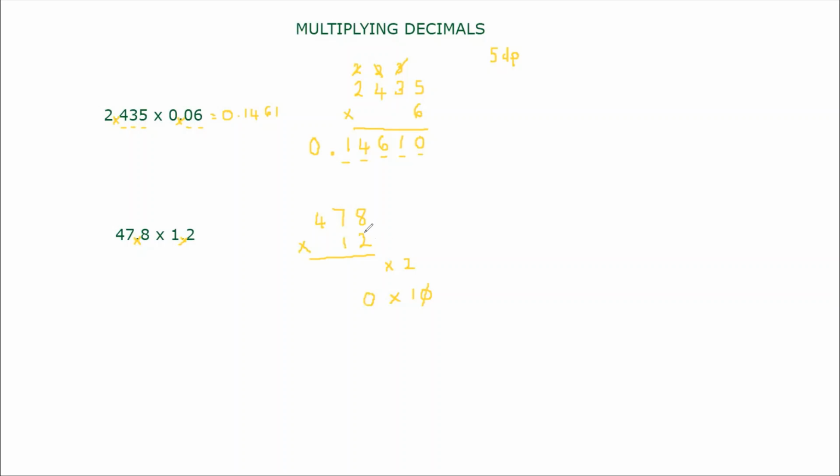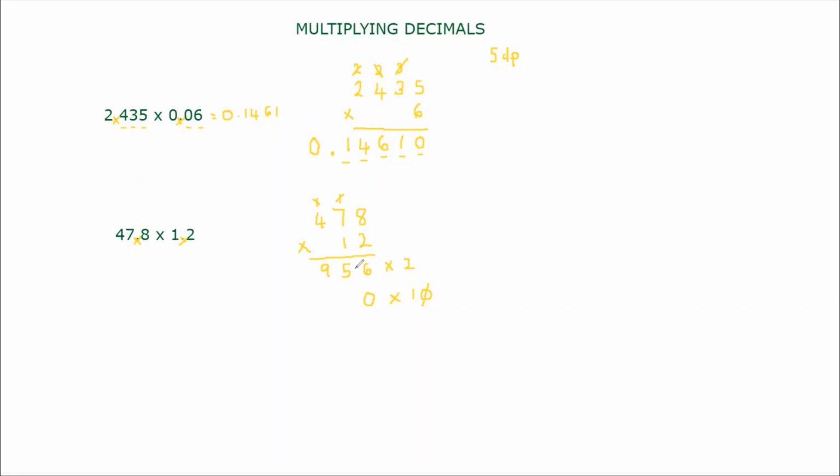So we'll start by multiplying by 2. So we're going to do 2 times 8 is 16. So 6 and carry the 1. 2 times 7 is 14, plus the 1 would be 15. So we're going to carry the 1 and bring the 5 down here. And then 2 times 4 is 8, plus the 1 would be 9. So 478 times 2 is 956.